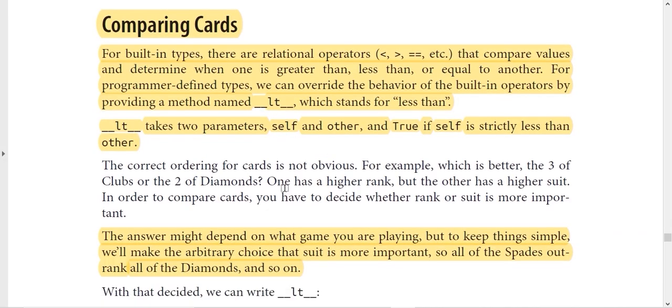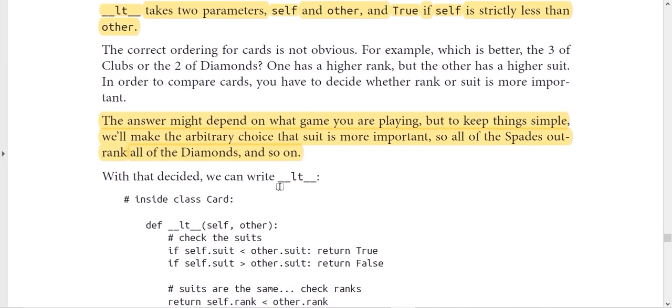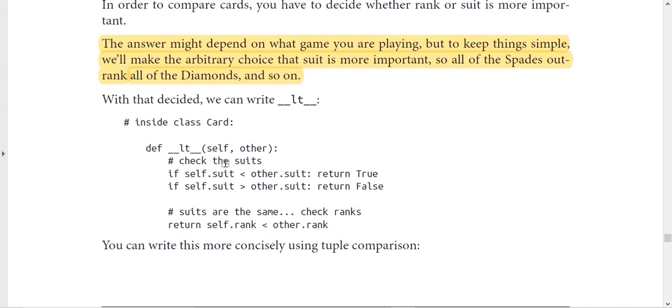Let me go to the PDF once again. Here, let me show you. I have defined the less than function here. You can see it. Define less than self and other. It takes two cards and it actually checks the suits, and you can see that if self.suit is less than other.suit, it will return true, and in the other case, if self.suit is greater than other.suit, it will return false.